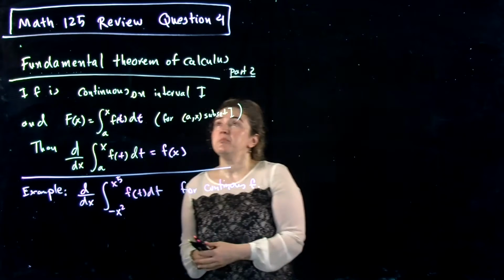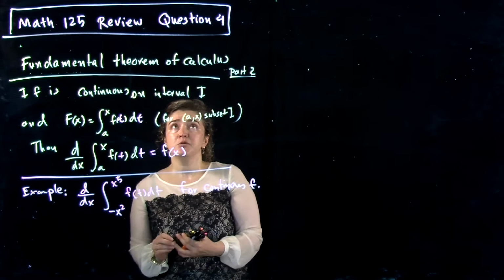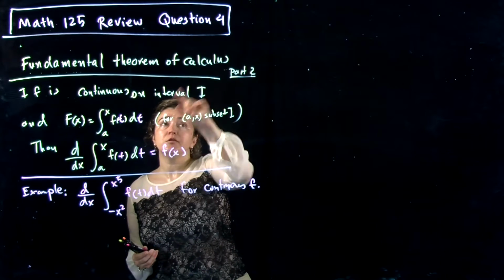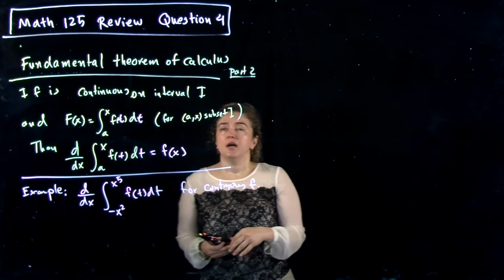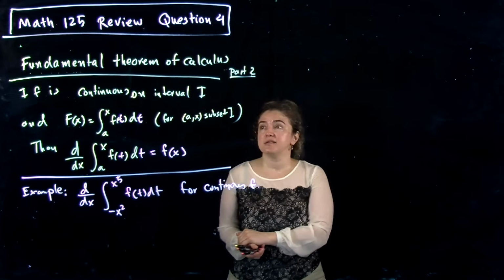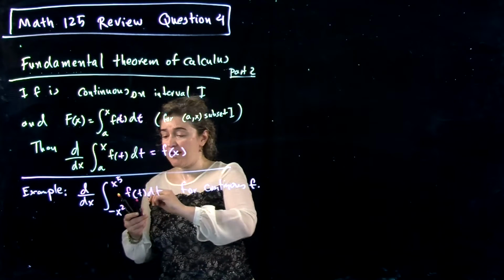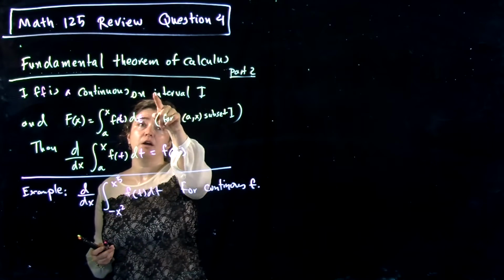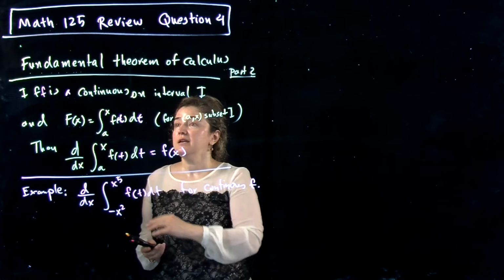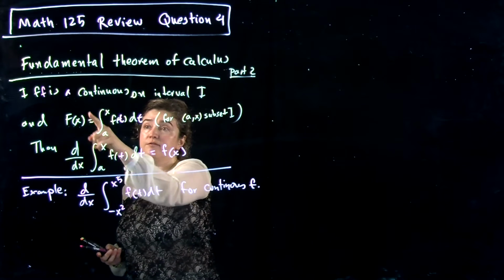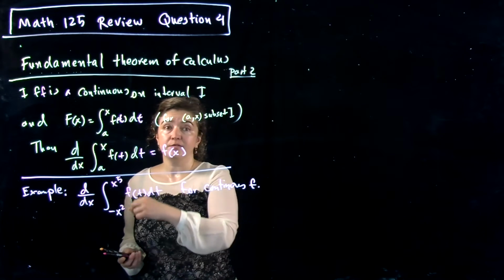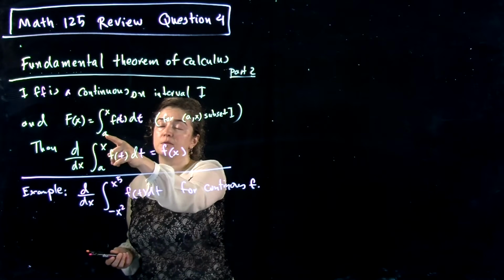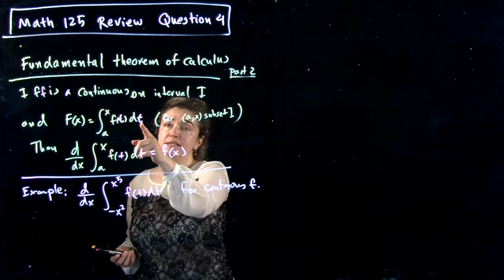So we're continuing with Math 125 review questions. Question number 4. This is Fundamental Theorem of Calculus, Part 2. The theorem says if f is a continuous function on interval I, and we define the accumulative sum function F of x equal to the integral from a to x of f of t dt.